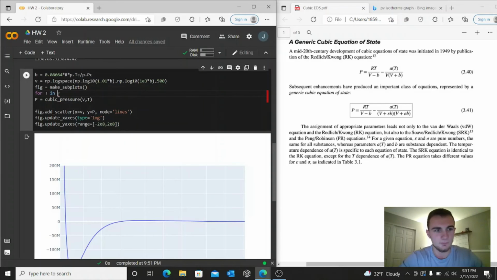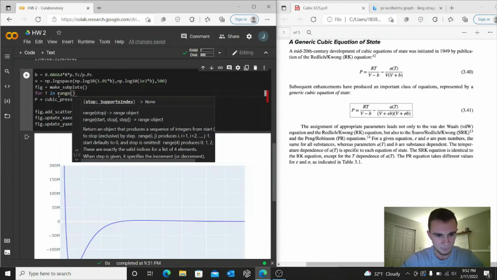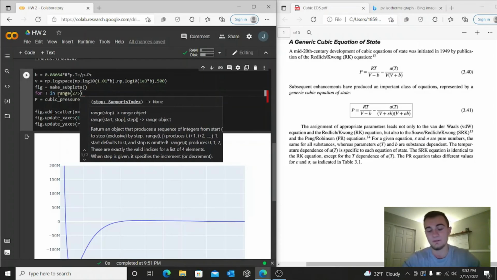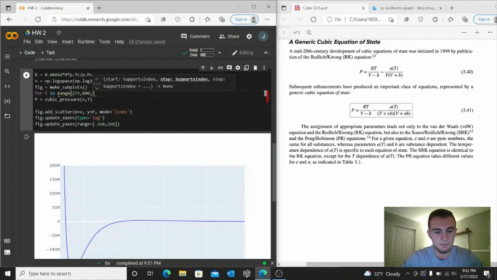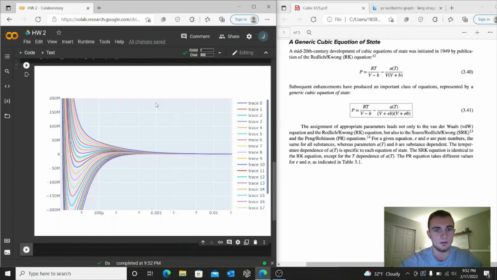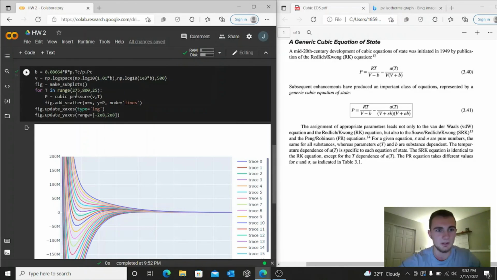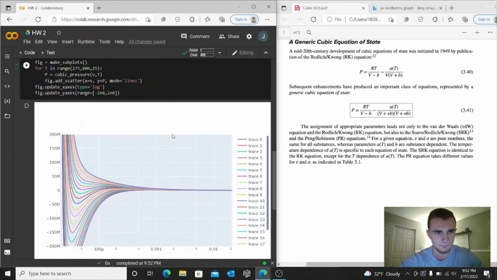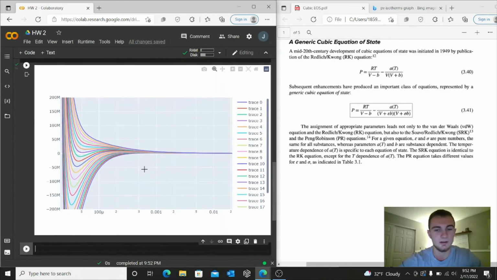So we'll do for t in range. We'll start at 275, so 275 Kelvin. We'll go up to 800 Kelvin and space them by 25 Kelvin. And I'll have to put a colon because that's the format for loops in Python. And I'll put this indented under the for loop, and the scatter plot needs to go under the for loop as well. Okay, so there we are. Now we have plotted many different curves, again running from 275 to 800 Kelvin. And here they are plotted isothermally.